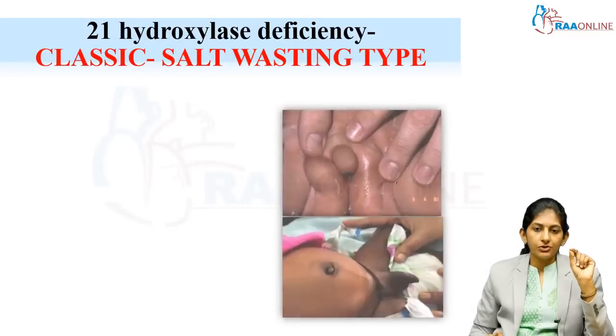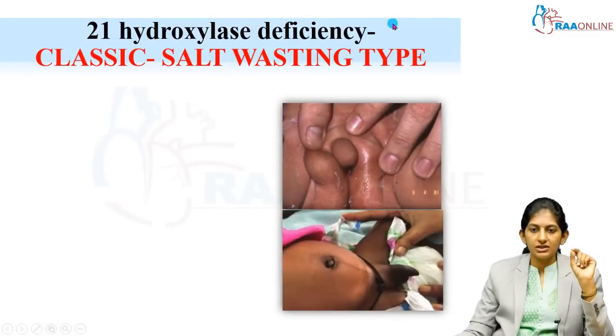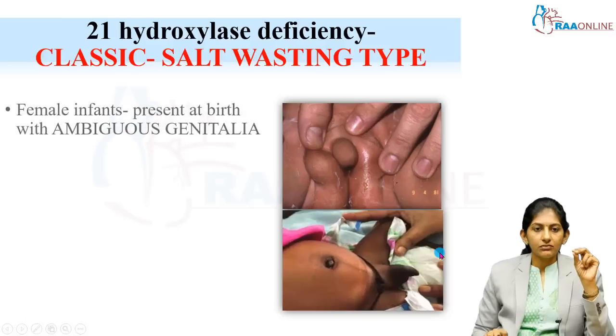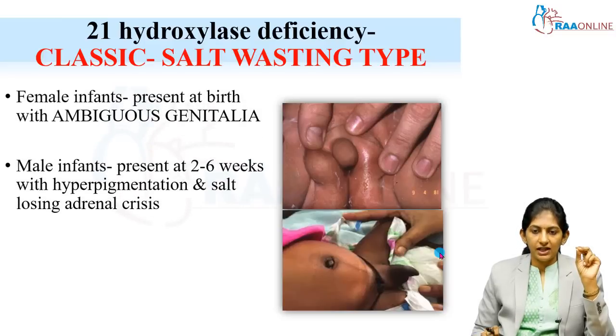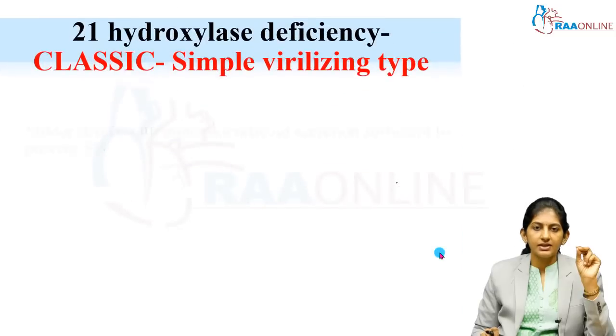To confirm it, what are you going to do? Again, I am just showing, so this is an ambiguous genitalia. So with such a picture, when a newborn is born and you are assigning the gender, you get an ambiguous genitalia. Immediately do not assign the gender, explain to the parents, and further screening has to be done. So this is a male. Look at the pigmentation, such hyperpigmentation here and in the genitalia as well. So female infants will present with ambiguous genitalia, male infants will present with hyperpigmentation and salt losing crisis.